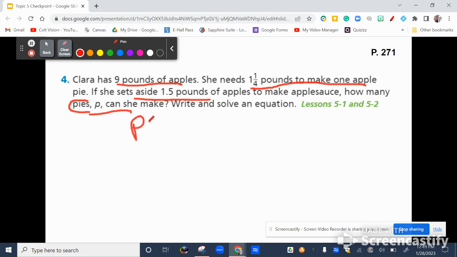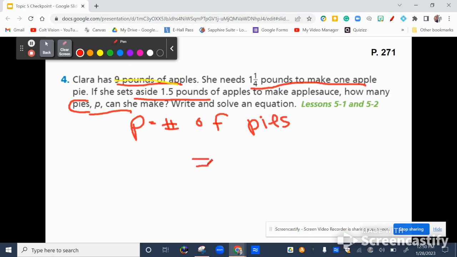So if P is the number of pies, that's my variable, and I know the next thing I'm looking for is my total. The total amount she has is 9 pounds of apples. Whoops, didn't mean to cross it out like that.